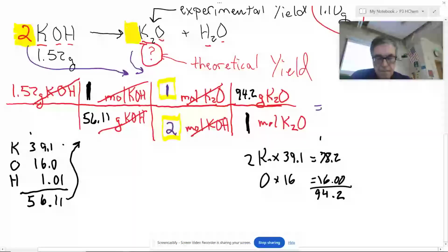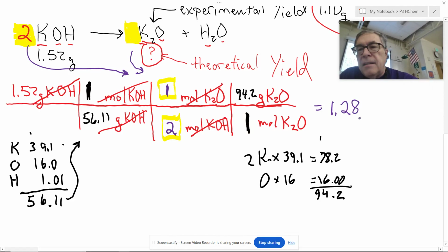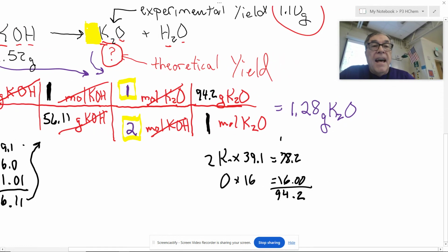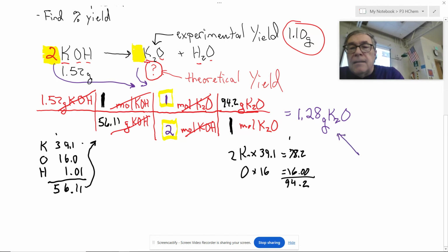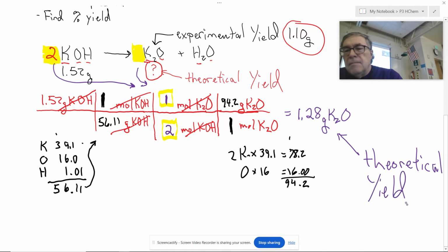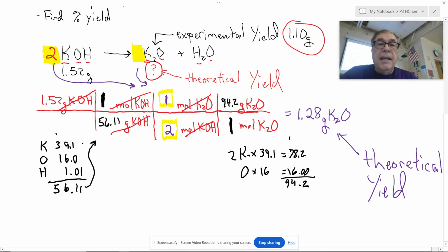So 1.52 times 1 divided by 56.1 times 1 divided by 2 times 94.2 divided by 1 equals, did you guys get something really close to 1.28 grams of K2O? Now remember, this is the theoretical yield. That's why we were finding this, because this is theoretical. That's what we would expect to get when we carried out this reaction.